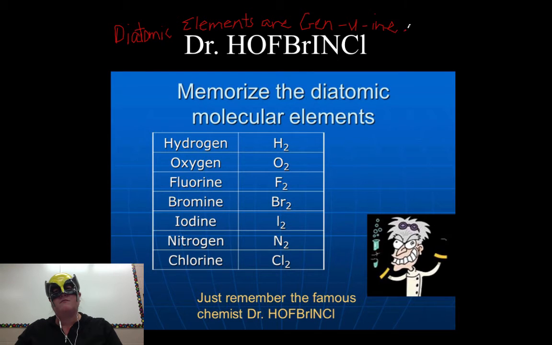Or genuine. Okay, look at their names. They end in gen or ene: hydrogen, nitrogen, oxygen, fluorine, bromine, iodine, and chlorine. If your element ends in gen or ine, it is going to be diatomic, and when you write its formula, it should have a little 2.